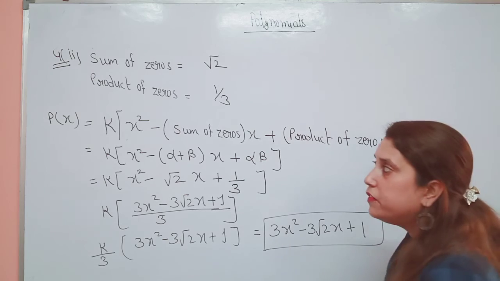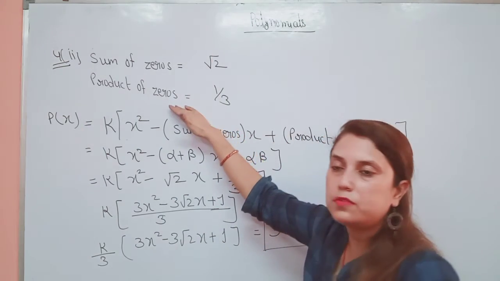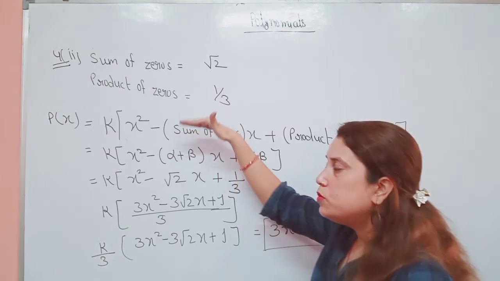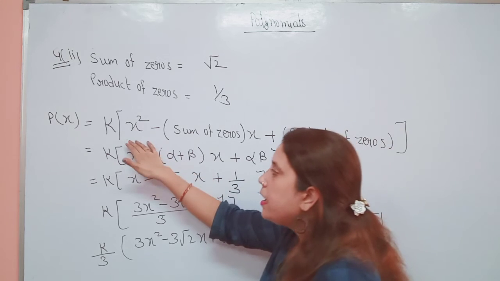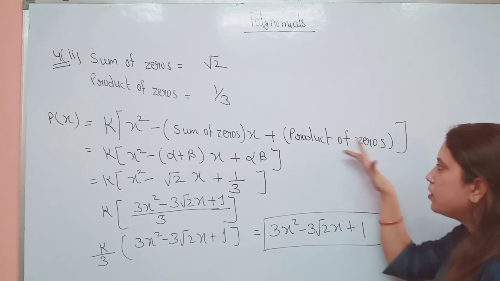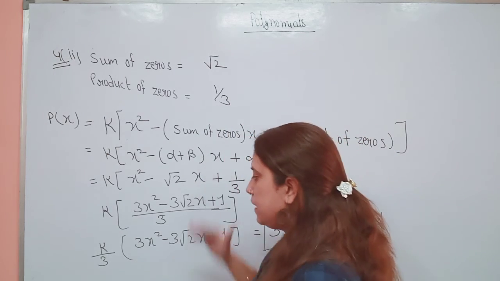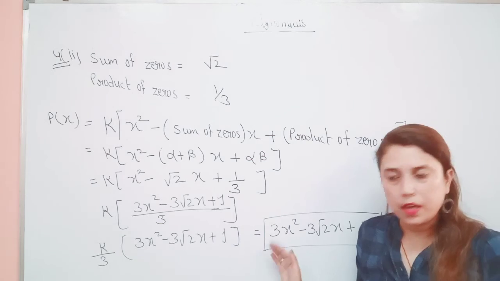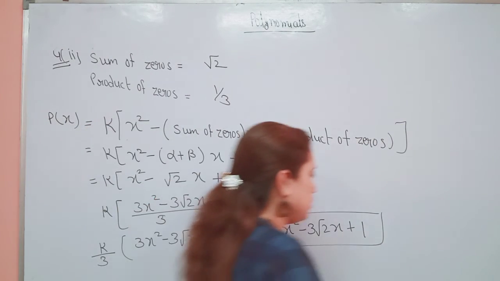Understood beta, how to find the quadratic polynomial? If you are given the sum of zeros and product of zeros, then how to find the quadratic polynomial? This is the formula, k x square minus sum of zeros into x plus product of zeros, and after that you will put the values, you will get the answer. Okay, now let's do one more question, the last question for today.